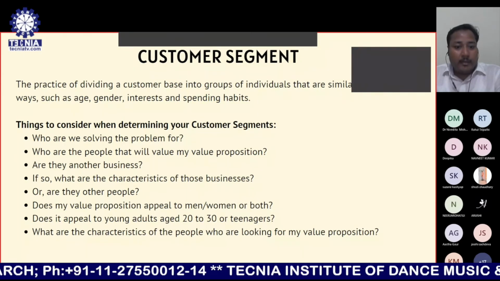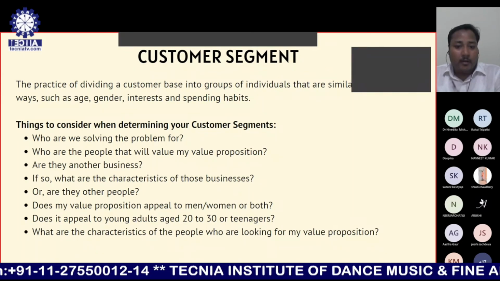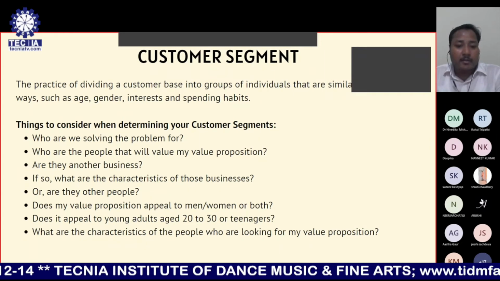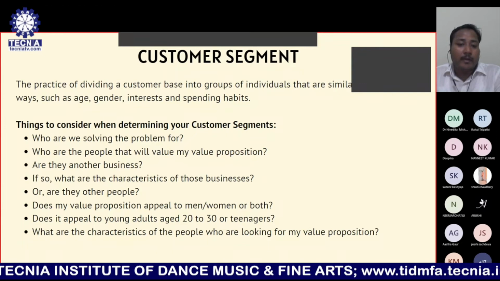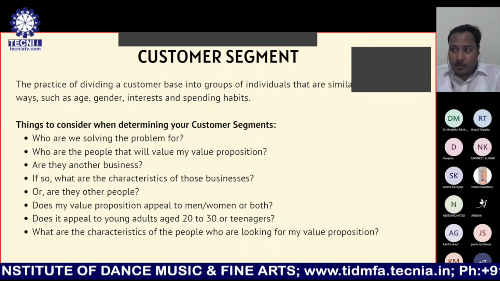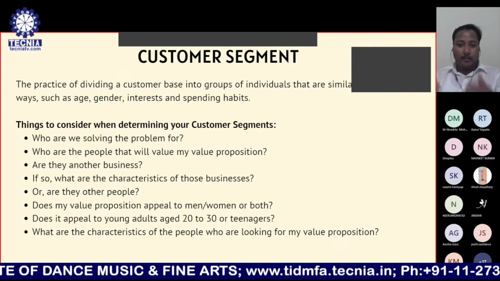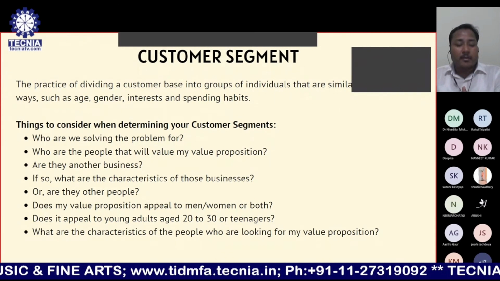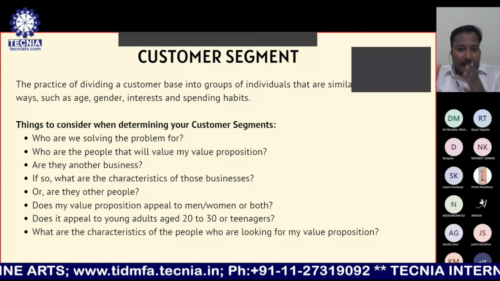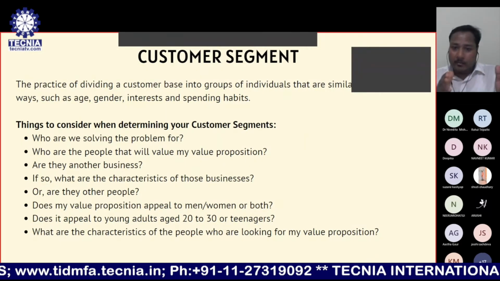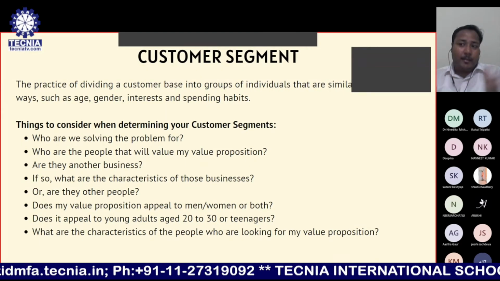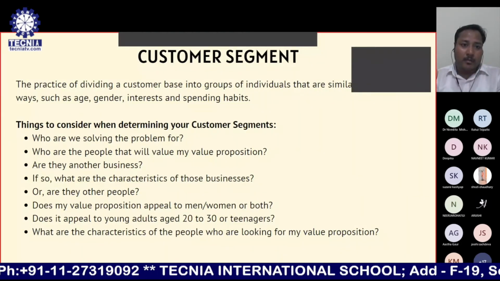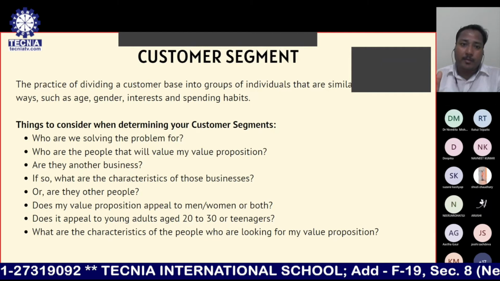Does it appeal to young adults, people in their 20s or 30s, teenagers, or the elderly? What are the characteristics of the people who are looking for my value proposition? जो वैसे लोग जिसके लिए मैं ज़रूरत हूँ, वो कैसे हैं, उनका कैरेक्टरिस्टिक क्या है, और वैसा ही कैरेक्टरिस्टिक कहीं और भी अवेलेबल है क्या? So I can replicate my business model to some other place also, because that place will have the customer base for me.